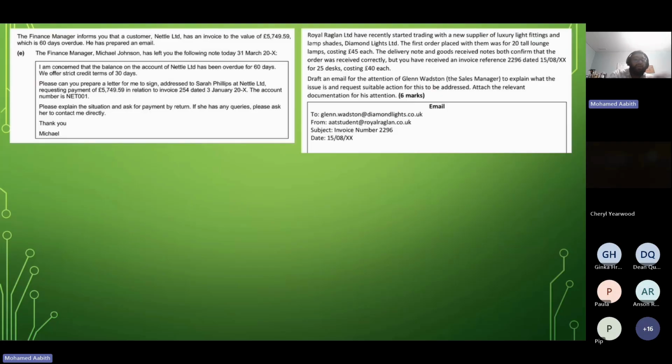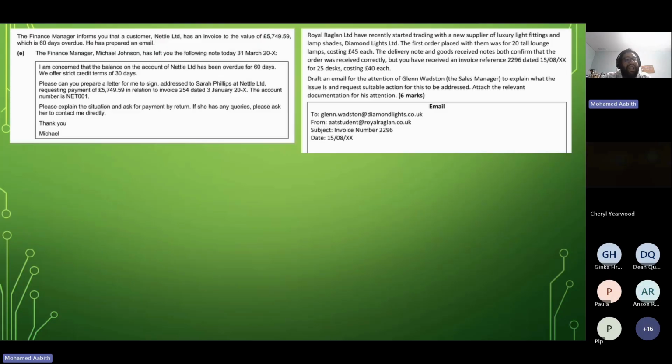They're asking here, the finance manager informs you that a customer, Nettle Limited, has an invoice of 5,749.59, which is now 30 days overdue. He has prepared an email. They're saying here they left you the following note for today, the 31st of March. I'm concerned that the balance on the account of Nettle Limited is overdue for 60 days. We offer strict terms of 30 days.